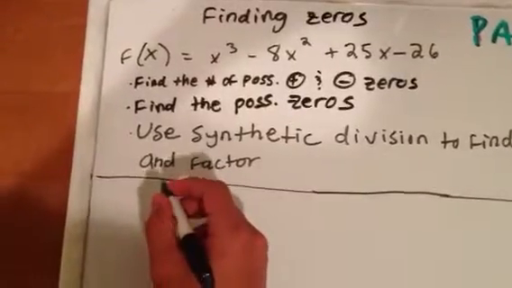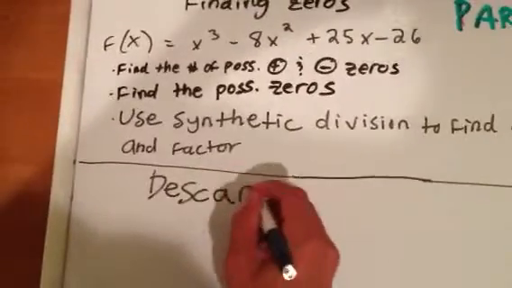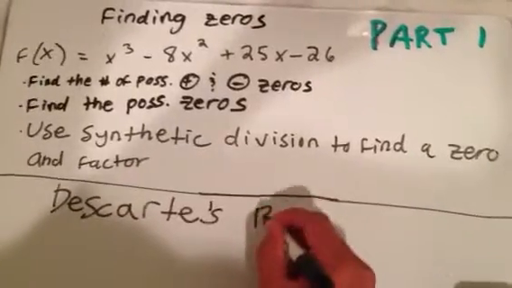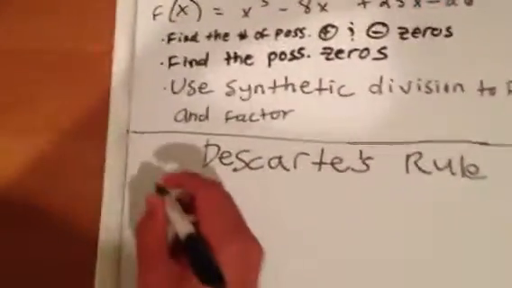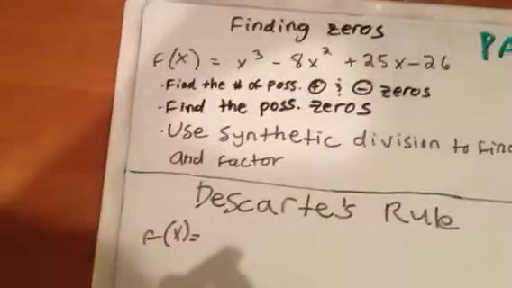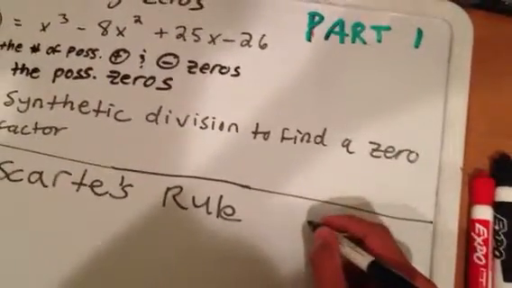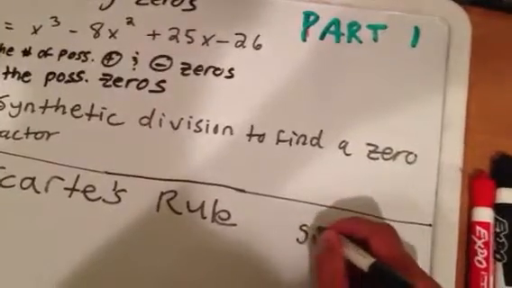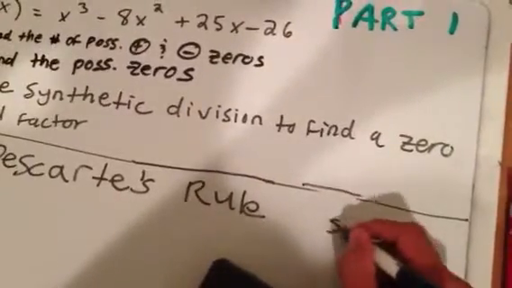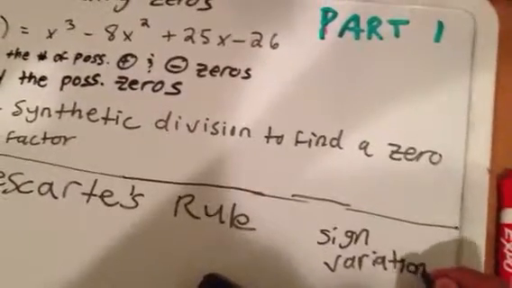In order to find the number of possible positive and/or negative zeros, we're going to use what's called Descartes' law. For those of you who don't know, Descartes was a French mathematician, and he came up with this rule. His rule was the number of possible positive zeros is equal to the number of sign variations in f of x and f of negative x. Sign variations. That's the key phrase to take away from this.